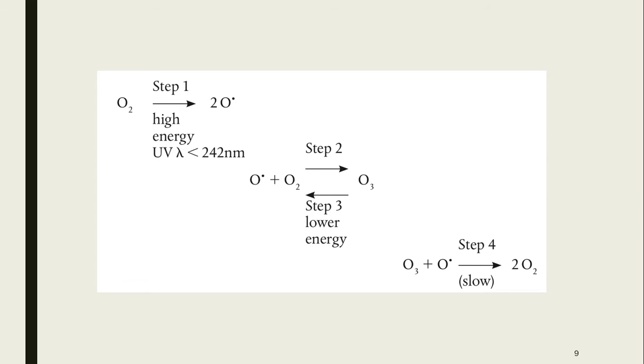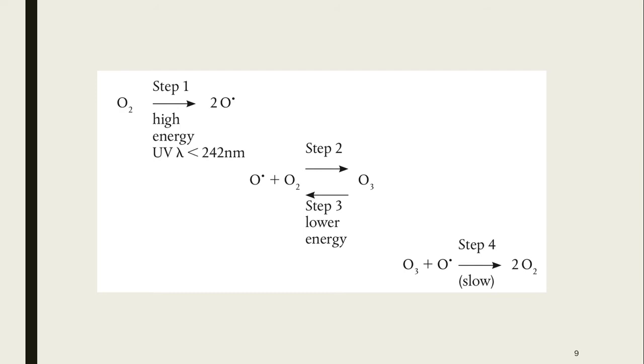Okay, so in this cycle we have oxygen, where the high energy UV light, again less than 242 nanometers, breaks it into two oxygen radicals. One of the radicals can combine with oxygen gas to create ozone, but the ozone can also revert back to the oxygen radical and oxygen gas. So we have step 2 and step 3. In step 4, ozone combines with the oxygen radical to create those 2 moles of oxygen gas.